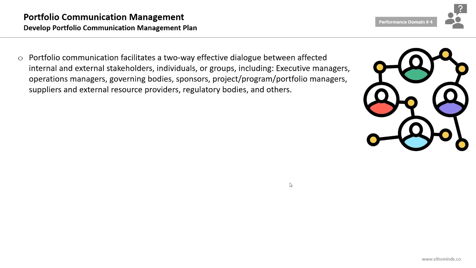Portfolio communication facilitates a two-way effective dialogue between affected internal and external stakeholders, individuals or groups. Examples of the stakeholders where two-way communication will be conducted include executive managers, operations managers, governing bodies, sponsors, project, program, and portfolio managers, suppliers and external resource providers, regulatory bodies, and others. All these are key stakeholders where the portfolio communication plan will facilitate a two-way effective dialogue of information.